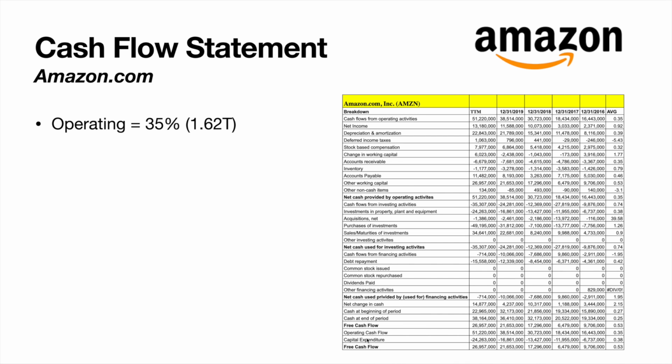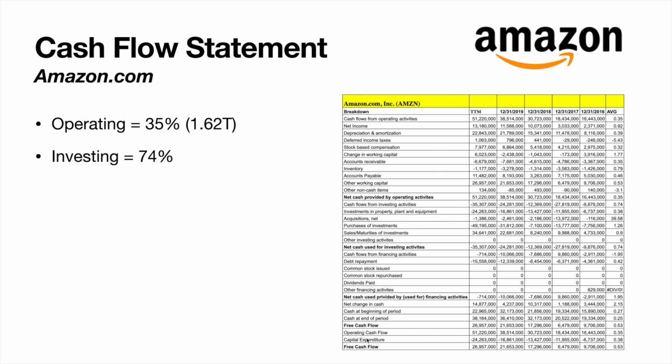As you can see, Amazon is growing its net cash from operating by 35% on average. This is a very impressive number considering that Amazon has about a $1.62 trillion market cap during this recording, and it is still able to grow really fast. Net cash used for investing activities shows 74% on average.